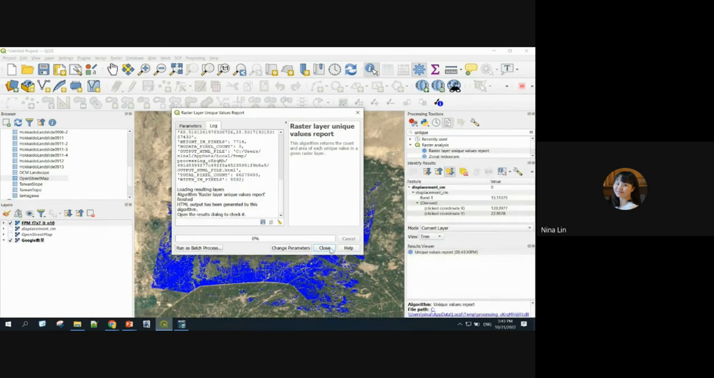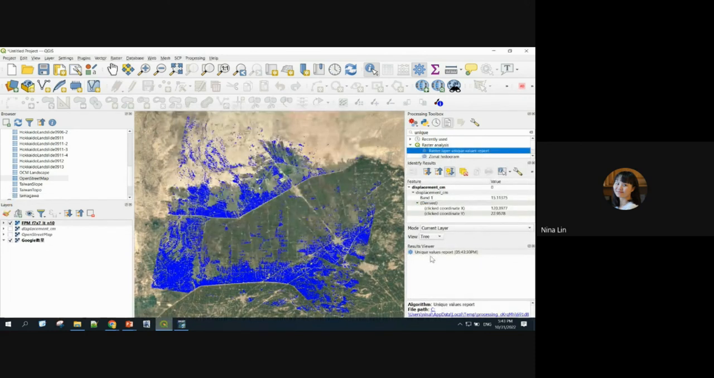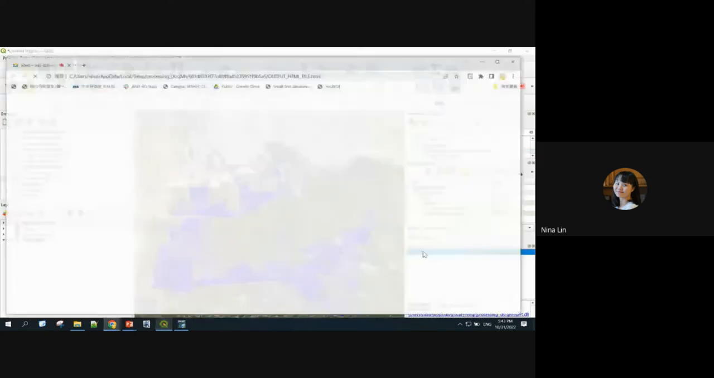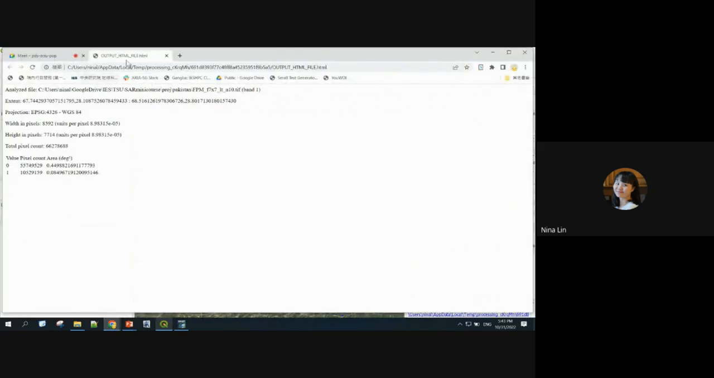Okay, so once it's done, automatically you should have a result viewer. And actually it's just a text report. So let's double click. And it should go directly using your web browser. And it will tell you how many pixels are being flooded. So you say the total number of pixels is this one plus this one. And among them, this many pixels are being flooded.